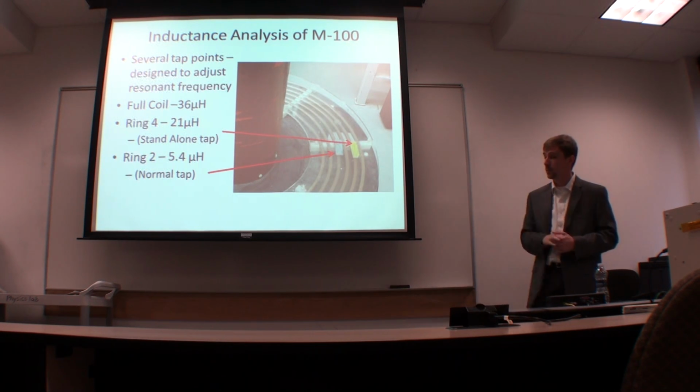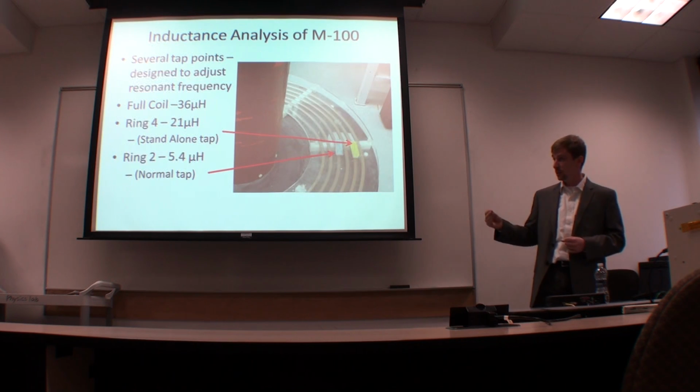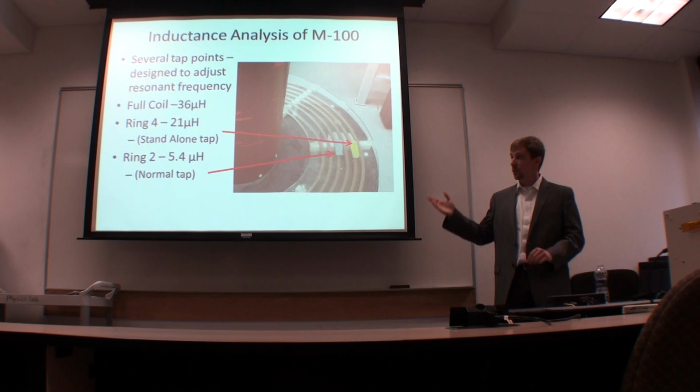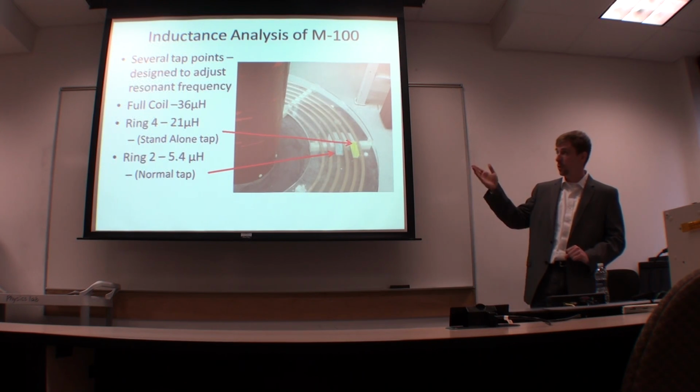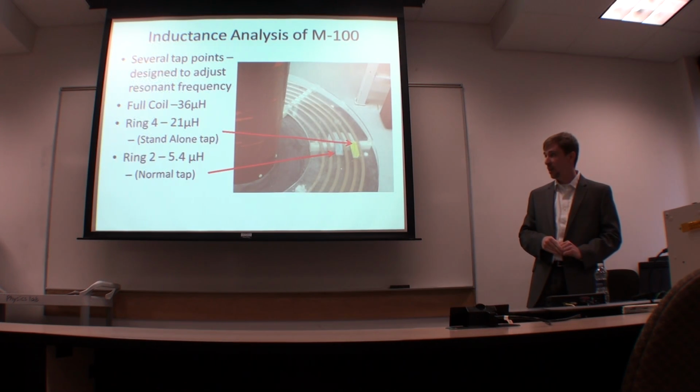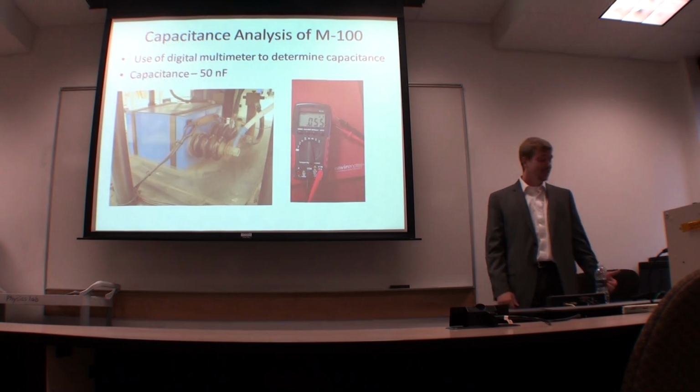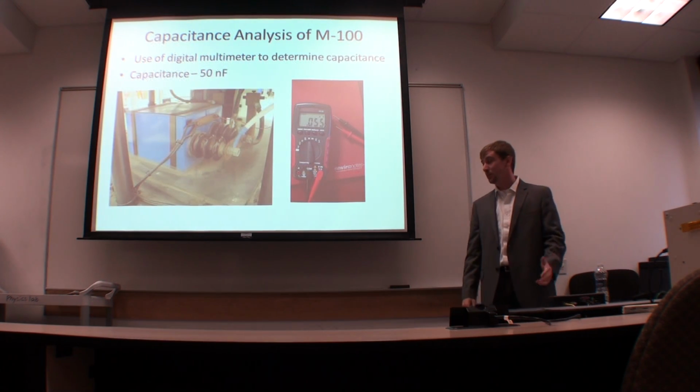So you also would like to be able to change the primary side of that circuit and match the frequency so you can transfer power efficiently. So we have, at ring 4, 21 microhenries, and at ring 2, 5.4 microhenries. To do the capacitance, it was much easier for me.